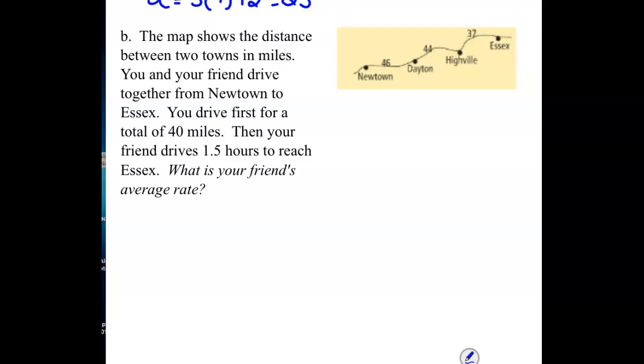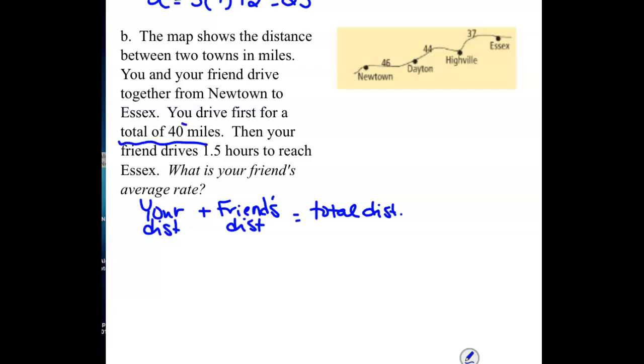So, keep in mind that the distance you drive plus your friend's distance has to equal the total distance. Okay? Now, we're told that we drive 40 miles. So we know that this is just going to be 40. We can also figure out the total distance. They said we went from Newtown to Essex. So if we add up these total miles here, 46 plus 44 plus 37, we get 127.